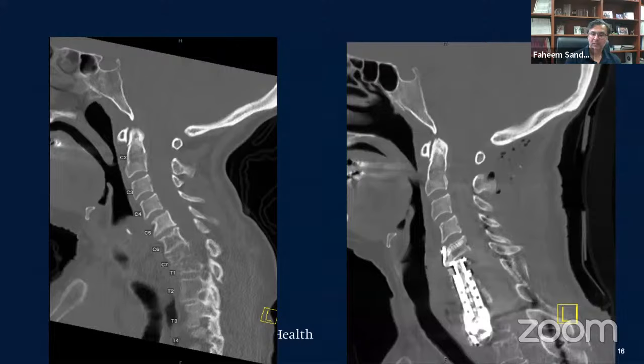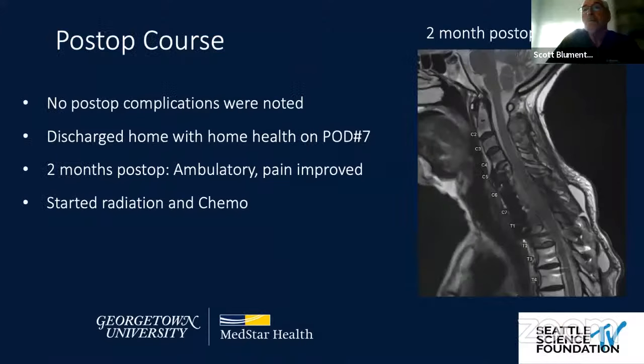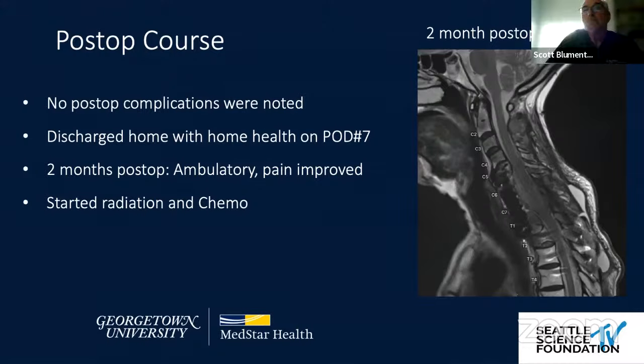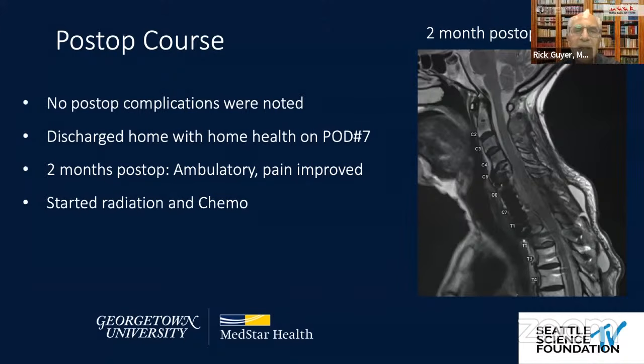You can see a good decompression as well as realignment of the spine following the surgery. And there were no postoperative complications. The patient was discharged home a week after surgery, and at 2 months was ambulatory with significant improvement in pain, at which time she had already started chemotherapy and radiation.